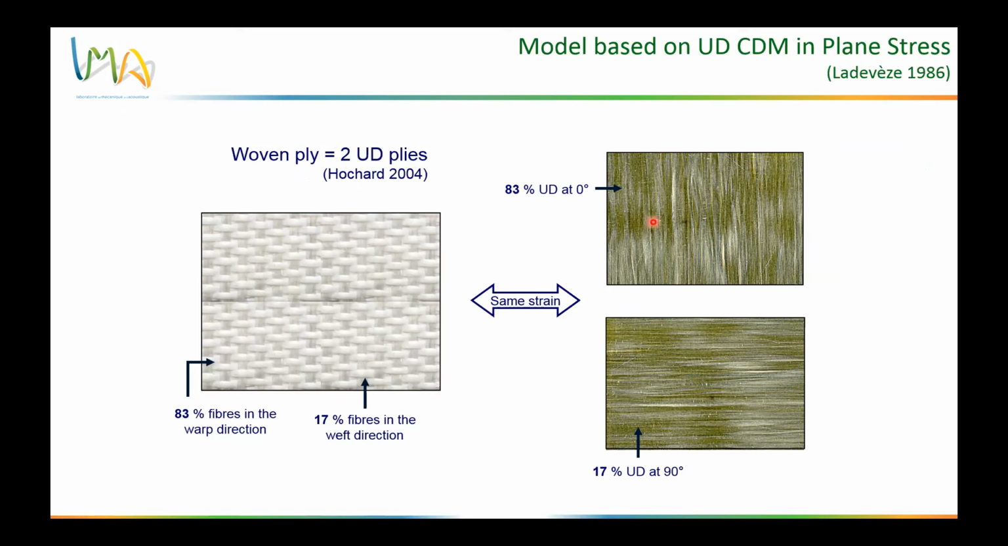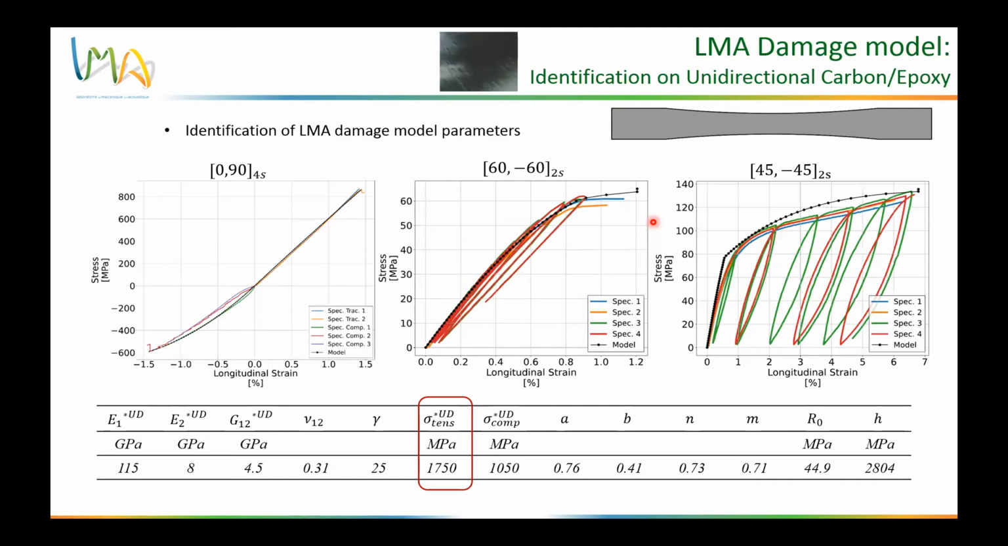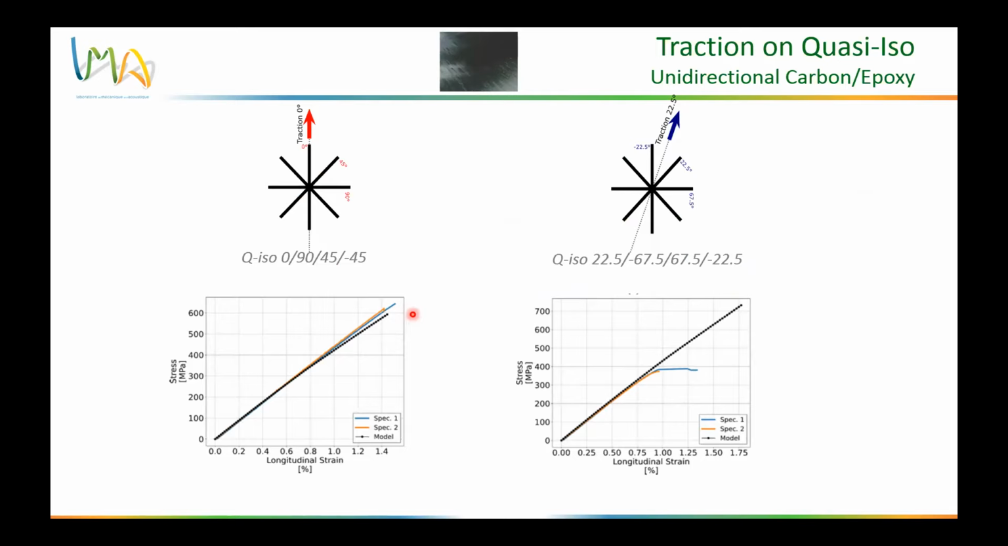So, for example, for the unidirectional carbon epoxy ply, we have here the identification of the model, and the black line is the model, with transverse damage here, shear damage, and the brittle behavior in the direction of the fibers with maximum stress here. This model works in the case of quasi-isotropic laminates very well if the traction is in the direction of the fiber. But it doesn't work, as Michael showed before, if the traction is following the bisector. We have here a very big difference because we will see after we have delamination in this case.